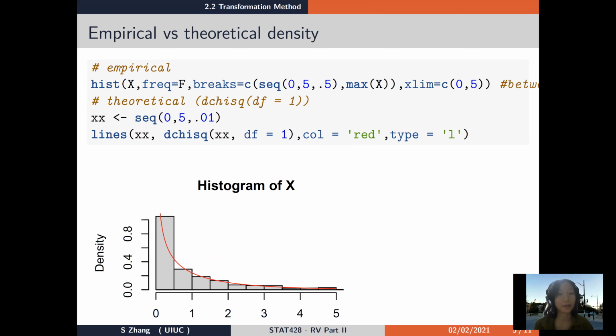So on top of this empirical density, let's overlay the theoretical density for the chi-square distribution with 1 degree of freedom. This can be applied using the dchisq built-in function in R by specifying that the degrees of freedom parameter is equal to 1. So here, we again overlay a red curve where the x-axis is the possible values of x between 0 and 5 with increment of 0.01, and the y-axis is the PDF at each of these possible x's with 1 degree of freedom for the chi-square random variable.